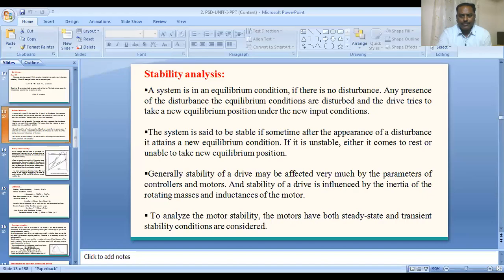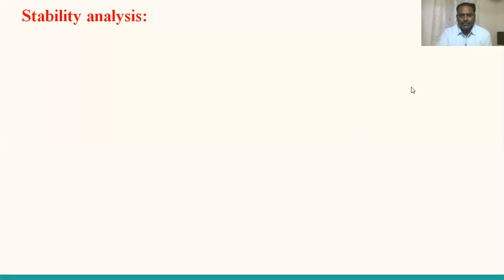Good morning, students. In the earlier class, we discussed the classification of drives, the classification of electric drives, and the dynamics of the electrical drive system. In today's class, we are going to discuss the stability analysis of electric drives.